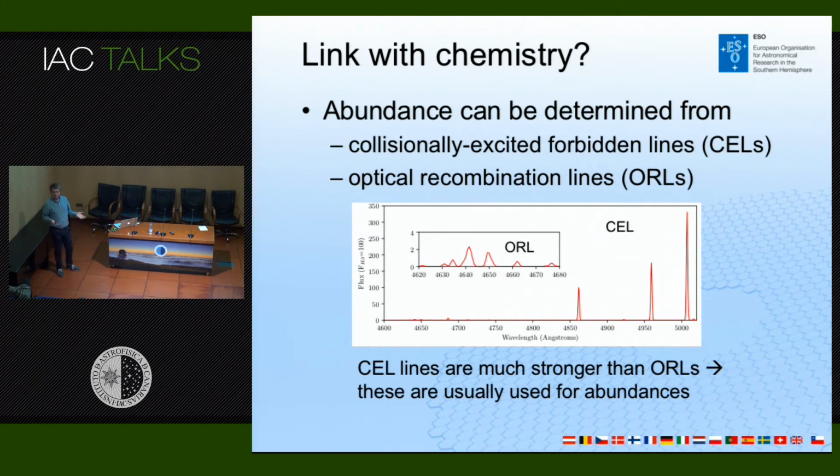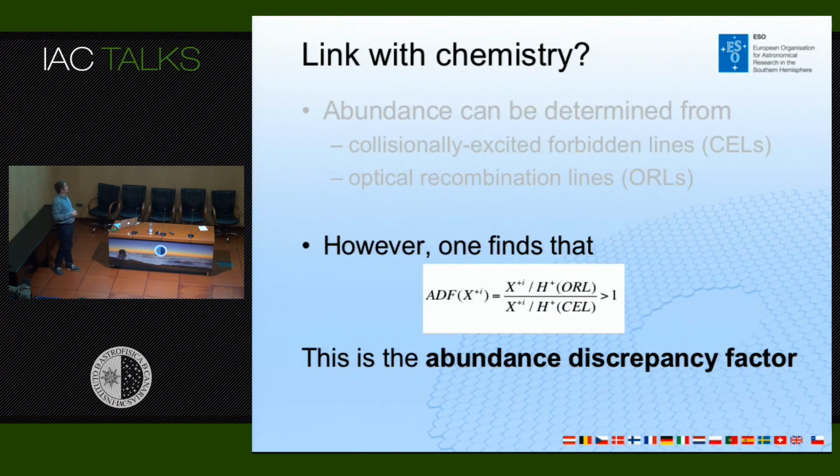But if you have deep enough spectra, you can also do the exercise using the recombination line. The big problem is that when we can do that, we find that the abundance of the element that we derive from the recombination line is much bigger, on average, than the one we derive from the collision lines. And this is what is called the abundance discrepancy factor.